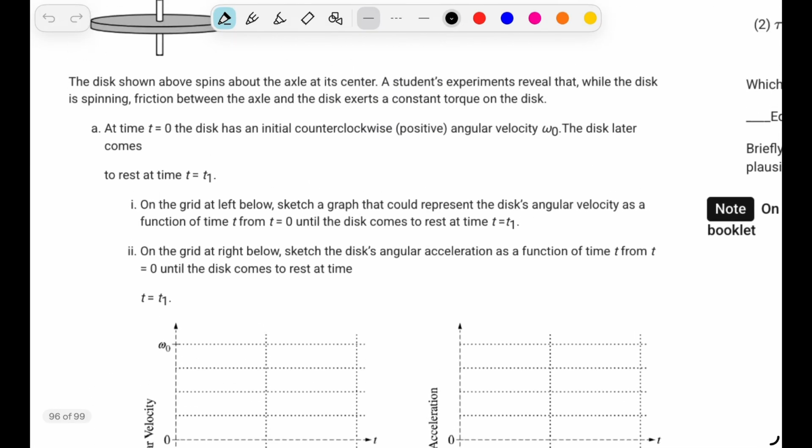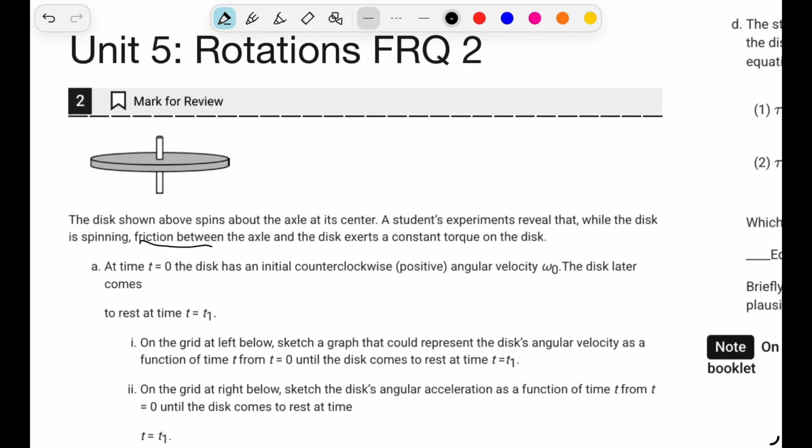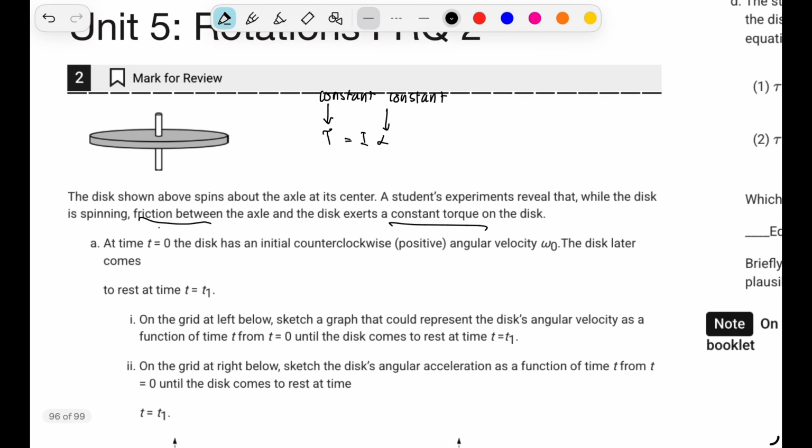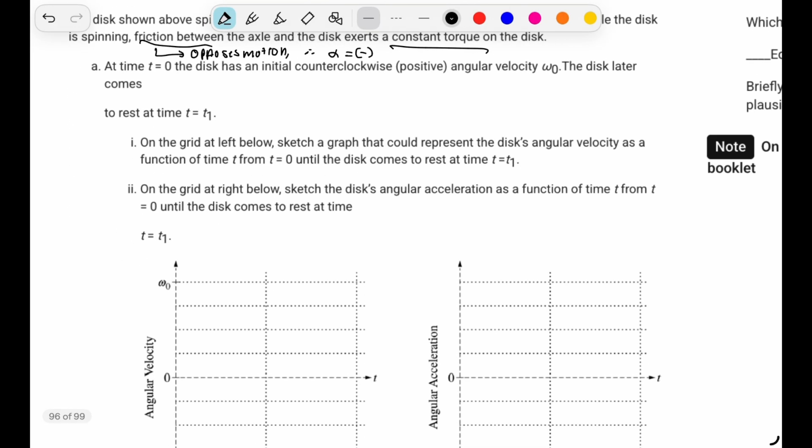So what we have is that the friction is producing a constant torque, and torque is equal to moment of inertia times your angular acceleration. And because our torque is going to be constant, that means that the angular acceleration also has to be constant as well. And we also know that friction opposes motion. That means that the acceleration is going to be negative. So now we can answer this question.